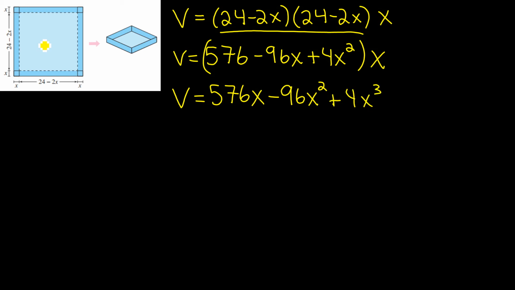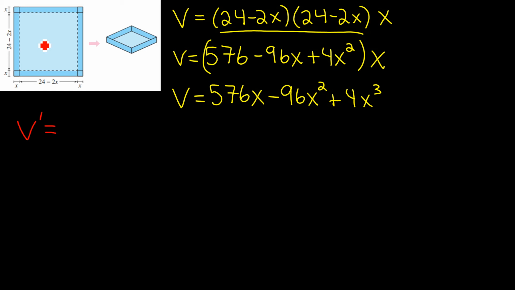So at this point, I've got my volume function. Now I want to find my critical numbers. So I'm going to try and solve this for when it equals 0. I apologize, this should be v prime, because I actually, oh no, it's not. Now I need to find my derivative. I'm skipping ahead.